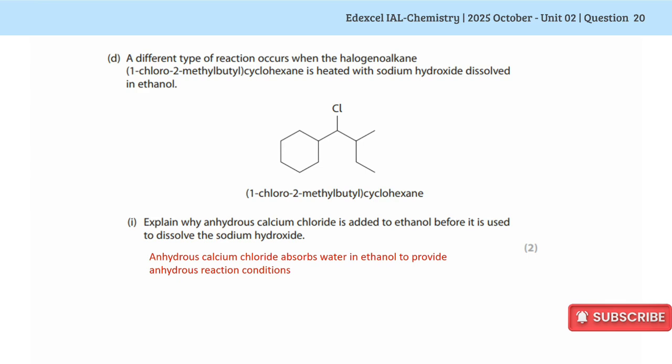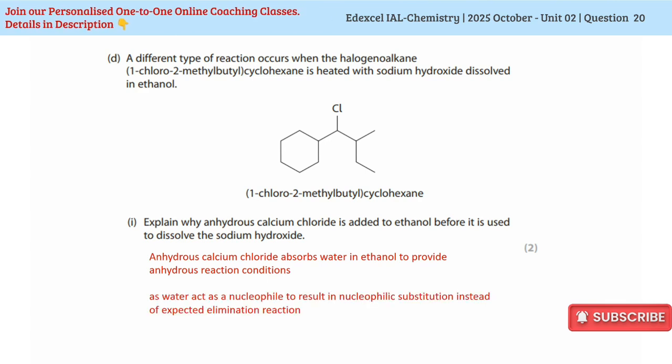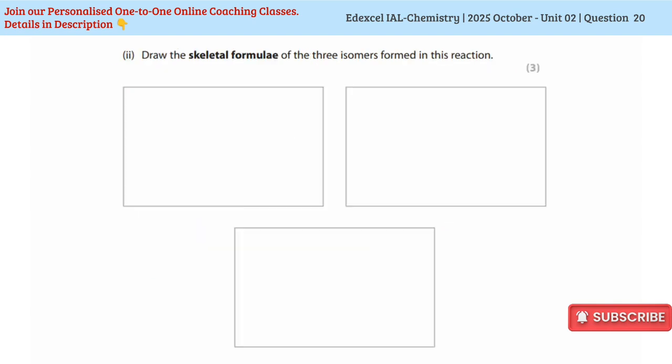So your answer can be anhydrous calcium chloride absorbs water in ethanol to provide anhydrous reaction conditions, as water acts as a nucleophile to result in nucleophilic substitution instead of expected elimination reaction.